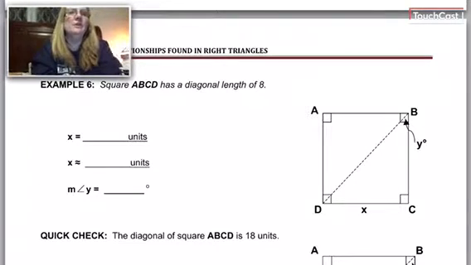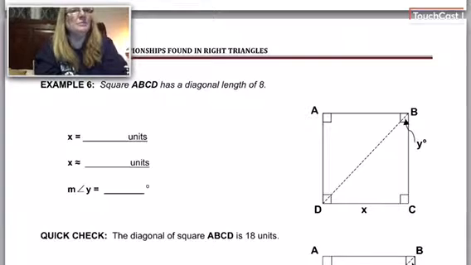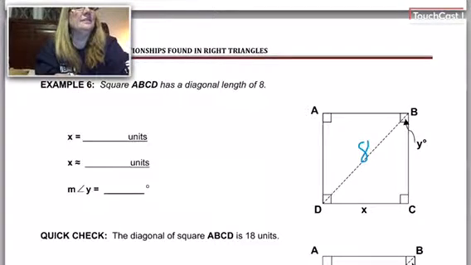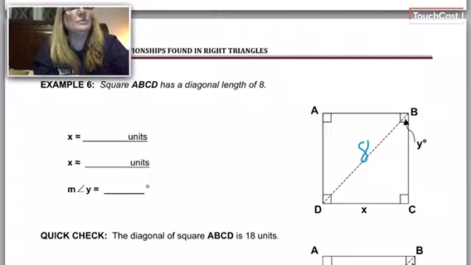This is part 2 of the video on patterns and relationships found in right triangles. So we stopped at example 6, and what we had found on example 6 was that when this diagonal had a length of 8, the side length was 4 times the square root of 2.